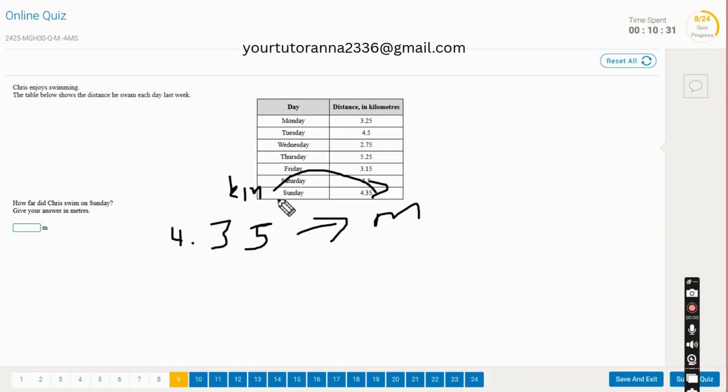So what is that going to be? Times 1,000. Remember, whenever you go from a larger unit to a smaller unit, you multiply. Kilometers to meters, in that case, we're multiplying by 1,000. So how many times are we going to move the decimal point? 3 times. 1, 2, 3, because we have 3 zeros. So 4350.